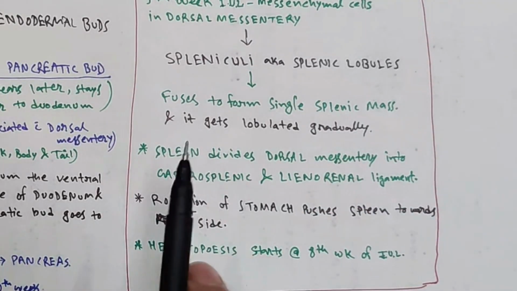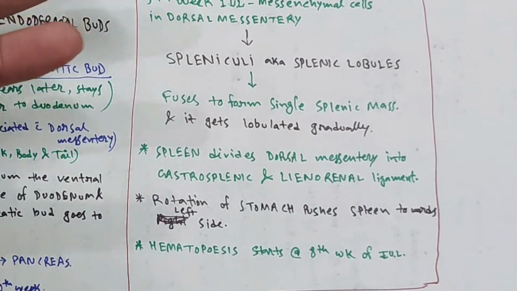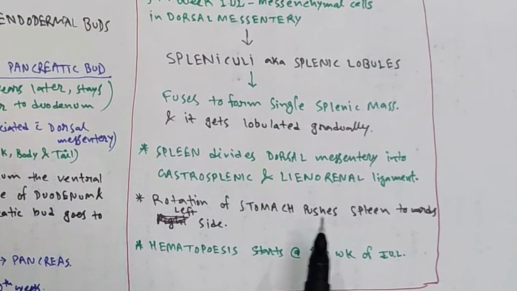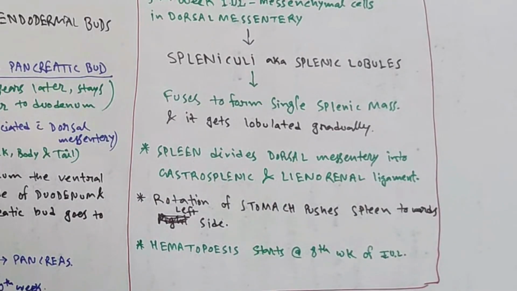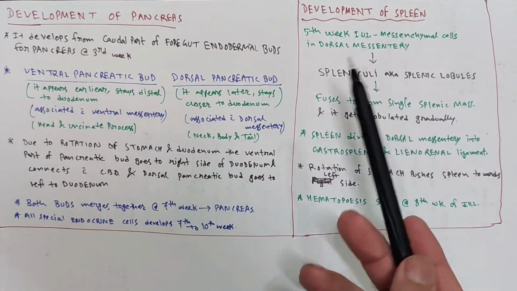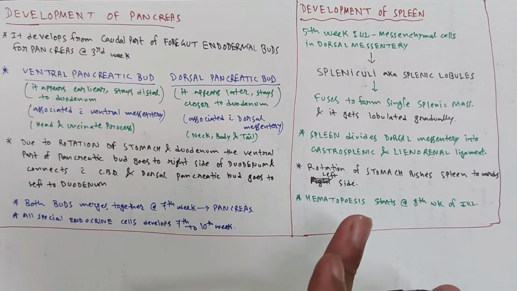Along with the growth, the spleen divides the dorsal mesentery into two parts: the gastrosplenic ligament and the lienorenal ligament. This lienorenal ligament is also known as the splenorenal ligament. Anyway, all these ligaments I talked about in my abdomen anatomy videos, you can check those. Rotation of the stomach pushes the spleen towards the left side, and hematopoiesis, the origin of the blood, starts at the 8th week of intrauterine life. All these details about the pancreas and spleen I talked about in my anatomy videos, you can check those. So this is the overall development of the adjacent structures of the abdomen.